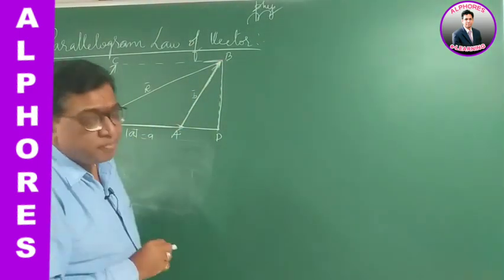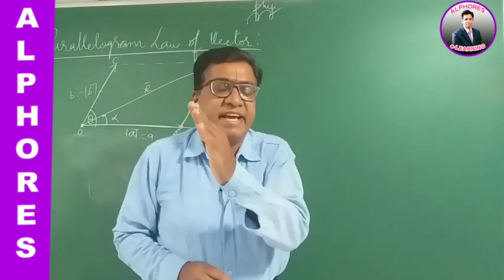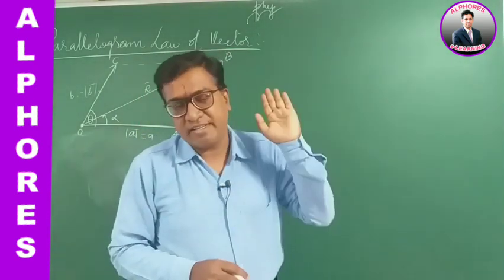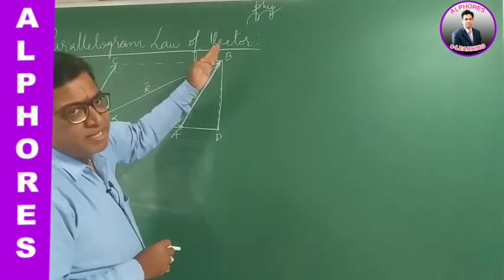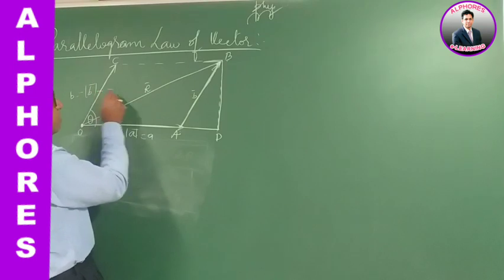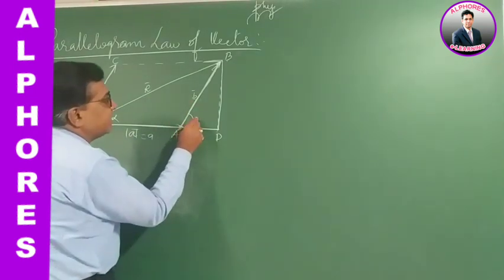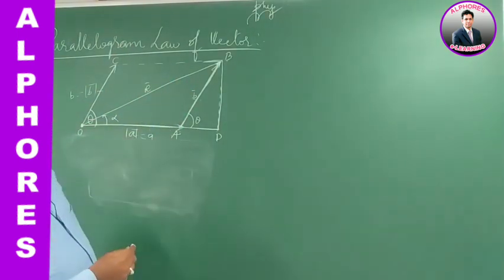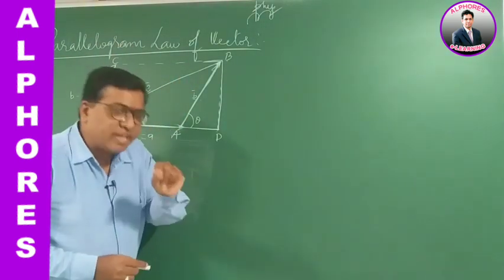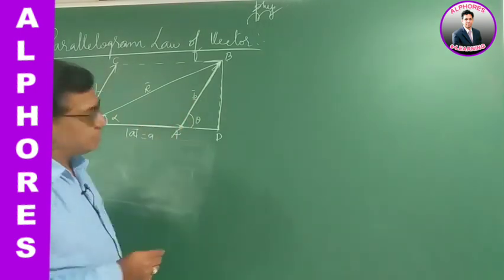I was telling you, whenever a vector is displaced parallelly in any direction, there is no change in the vector. So if this is B bar, this is B. And if this is theta, this is also theta, corresponding angles, because these two are parallel lines. Now according to resolution of vectors, let us split this vector into components.